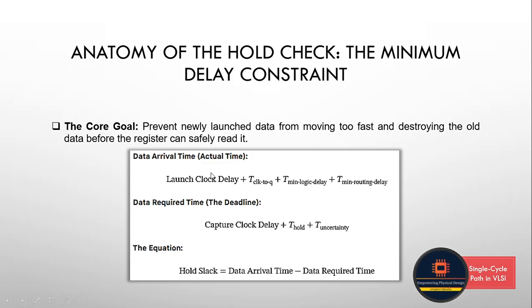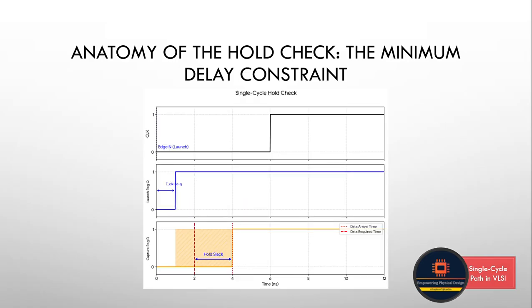So how is the data arrival time calculated? Here for hold, the data arrival time is the launch clock delay plus clock to queue delay plus minimum logic delay, that is the combinational delay we have, plus minimum routing delay. And the data required time is capture clock delay plus hold time plus uncertainty. The hold slack is just the opposite of setup slack: hold slack equals data arrival time minus data required time. That means the data arrival should be more than the data required time.